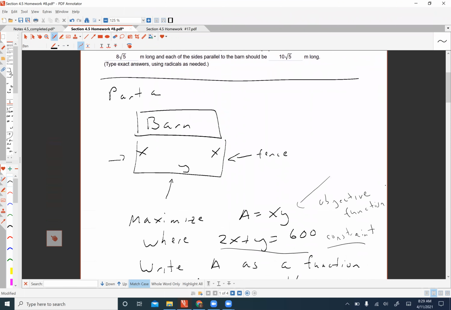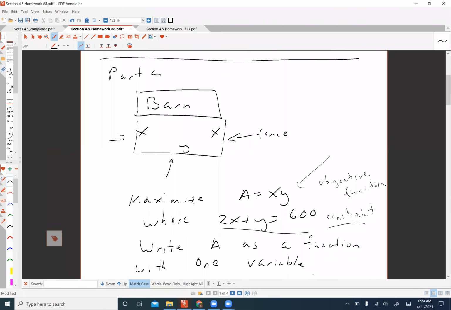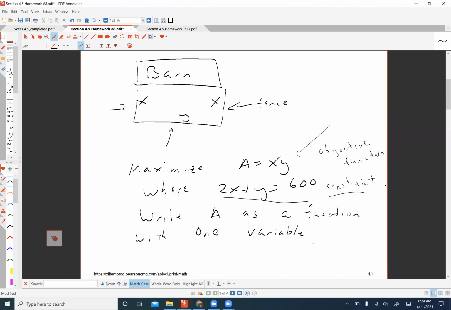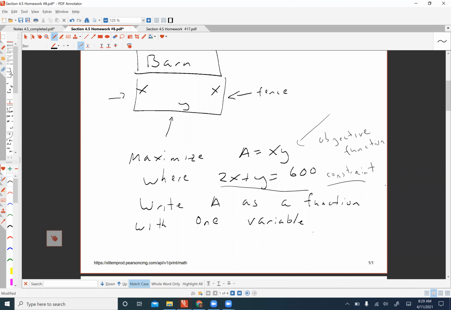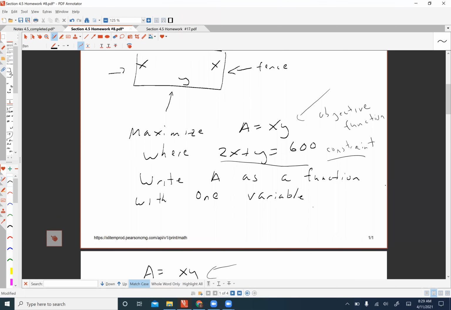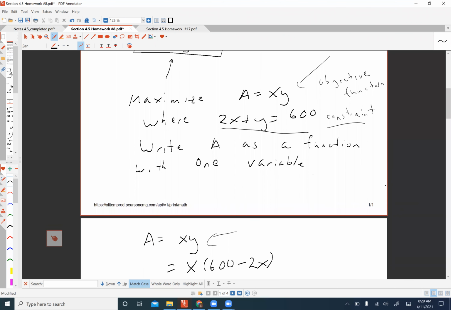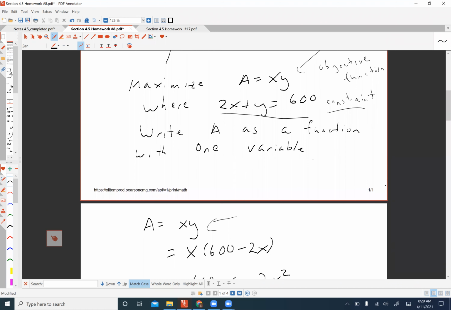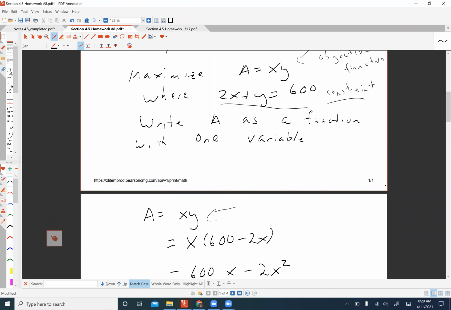So we have our variables X and Y. We want to maximize X times Y, so again, a function of two variables. But we have this constraint: we have 600 meters of fencing. So 2x plus y is 600. And now we can write the area function as a function of one variable.